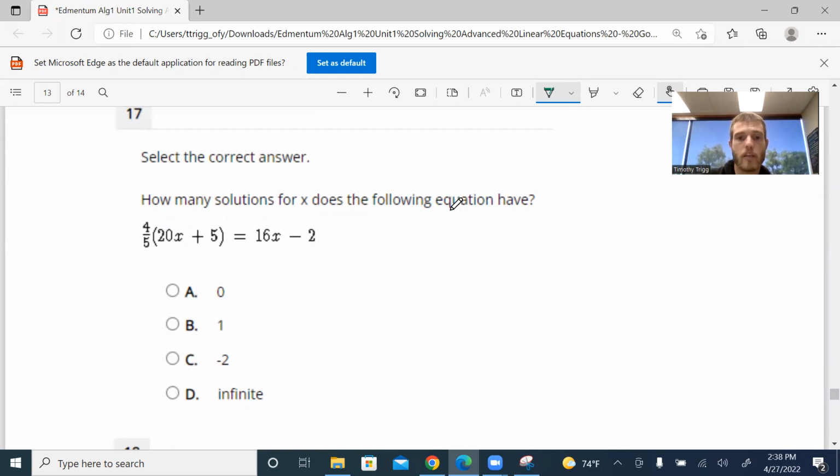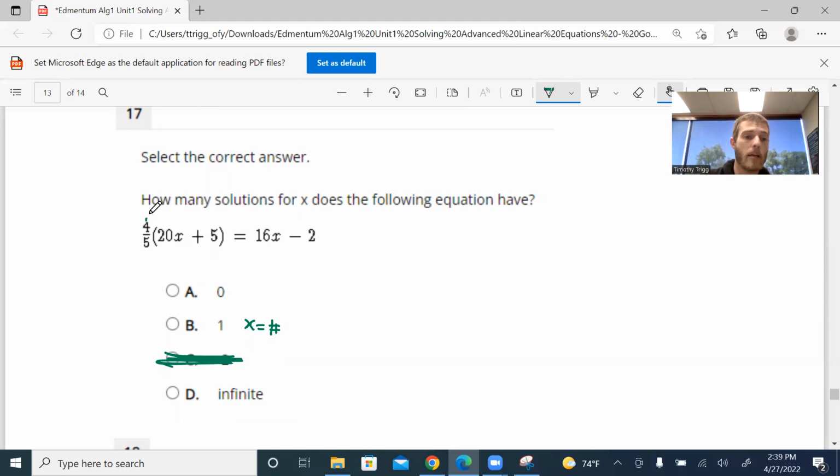How many solutions does this have? Well, it can't have negative 2 solutions, that's for sure. So again, like I mentioned before, if you end up with a strictly true statement, like 5 equals 5, that's infinite solutions. A strictly false statement like -2 equals +2, and you have no solution. And then if you end up with something like x equals a number, then you have that solution, one solution.